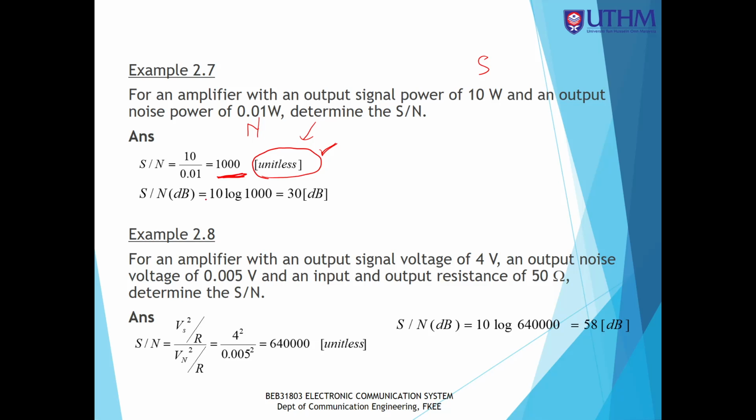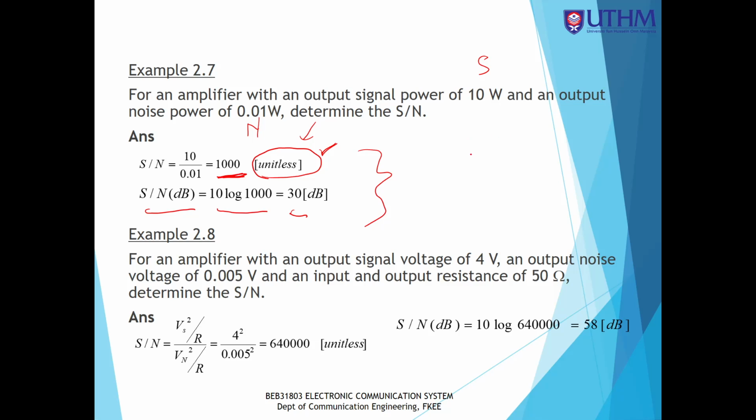Okay, and then SNR in terms of decibel, so 10 log 1000, you are going to get 30 decibel, 30 dB. This is easy, and if it is this easy it will confirm not come out in the exam because it is too easy. Later I will show you what the past test questions look like. Okay, the next example is for an amplifier with an output signal voltage.